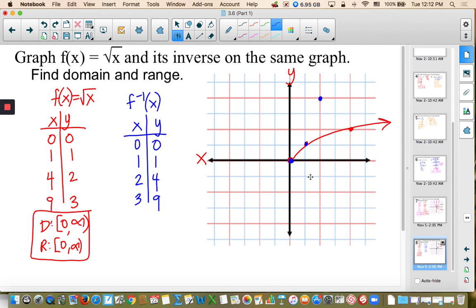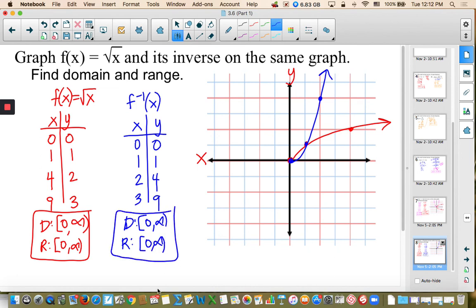3 would go way up here to 9, so it's going to look like, oops, that got a little more straight than I meant it to get. It's going to be a curve, and it's going to go down like this, and it's going to go up like that. That would be what my graph looks like. Then the domain and the range, well, they're identical for this one, so even if I switch them, it's going to stay the same for both of them. The domain is 0 to infinity, and the range is 0 to infinity. And that's it. That is inverses.